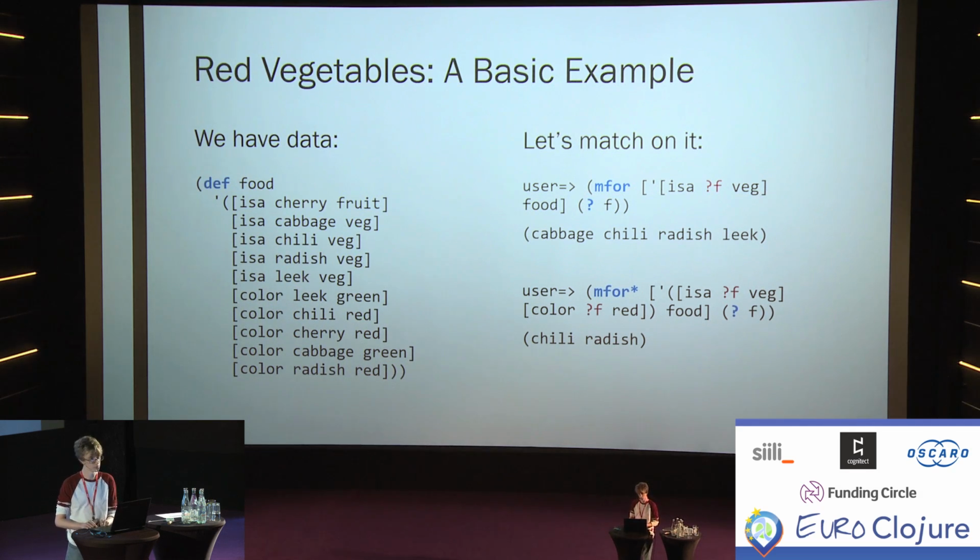So M4 will do that. M4 asterisk, or M4 star, or M4 many, whatever you want to call it, is going to do that with multiple tuples. So now we can find the name of every red vegetable.